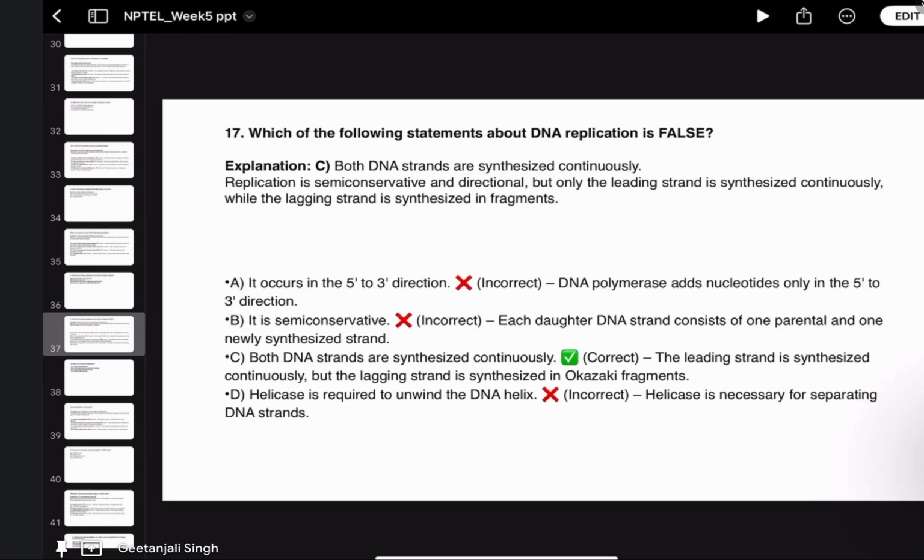So when I write incorrect again, the question is which of the statements is false. So incorrect means this is actually correct with regard to DNA replication. So it does occur in the 5 to 3 direction, and it is semi-conservative again. And obviously the lagging strand is not synthesized continuously, and helicase is required to unwind DNA. Ligase, so that's not correct either.